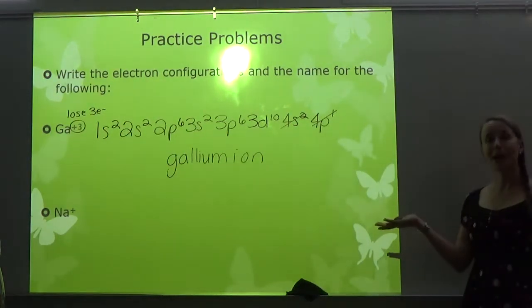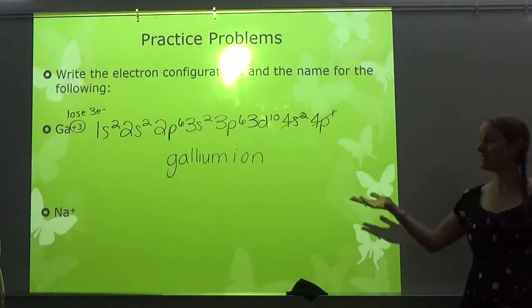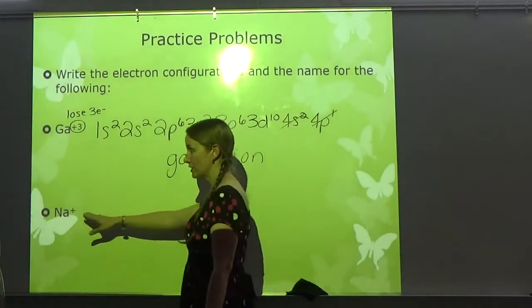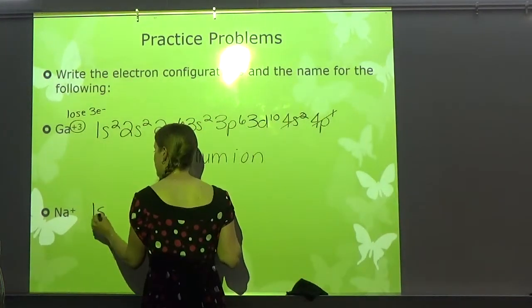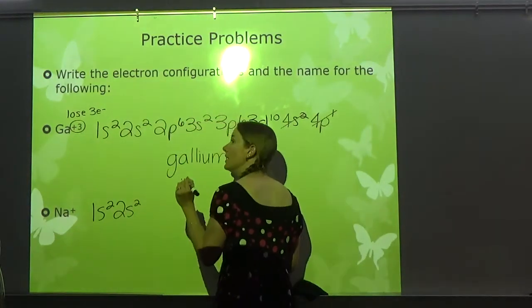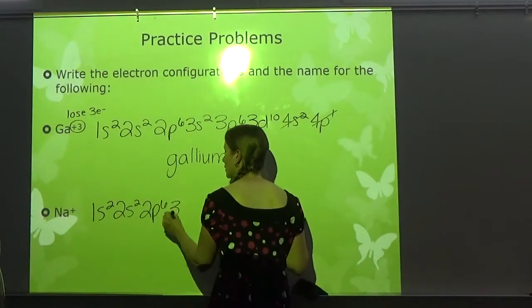So we have sodium with a positive charge. Whenever you just see positive or negative, the 1 is understood. So this is sodium with a positive 1 charge. So let's just do normal sodium first of all. All right, so I'm going to start at hydrogen, that's 1s2, then lithium, which is 2s2, and then boron, which is 2p6, and then sodium, which is 3s1.